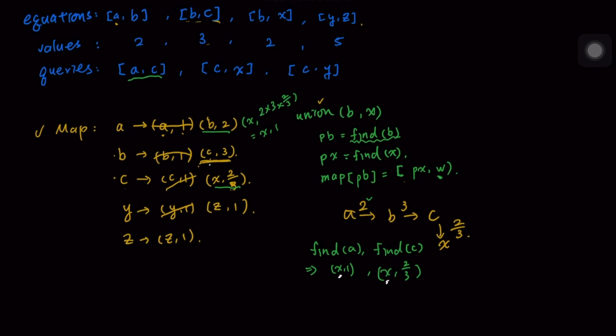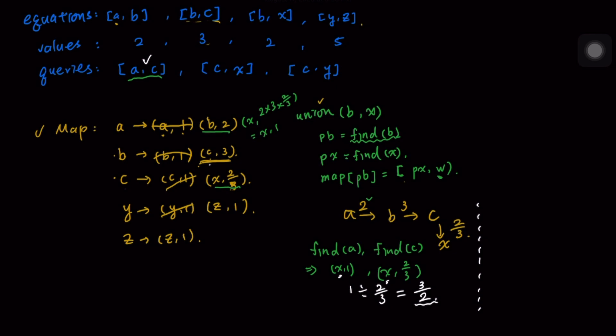And what is the number of A divided by C? So that is 1 divided by 2 over 3. So the answer is 3 over 2. And for the second query, it's just repeating again. So we need to find the parent of C and the parent of X, and also the weight of C and the weight of X. Then we use the weight of C divided by the weight of X to get the answer of this query.